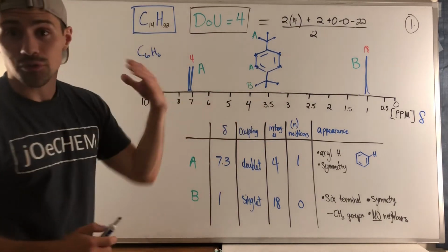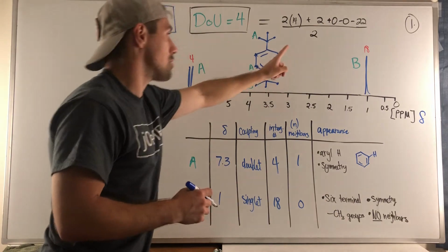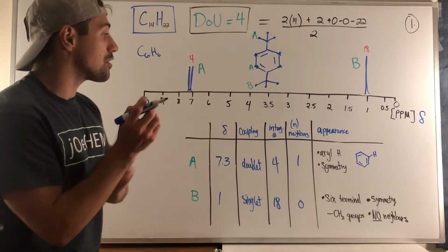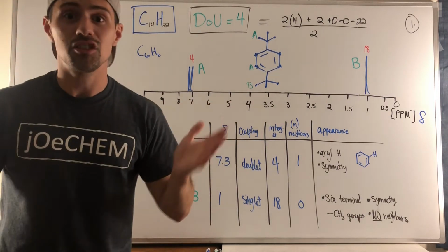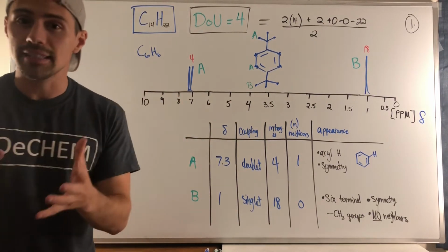You can see the integration number is 4. We have 1 hydrogen, 1 hydrogen, 1 hydrogen, 1 hydrogen, and they're all aryl. So this problem is done. It's big on symmetry, but I liked it.